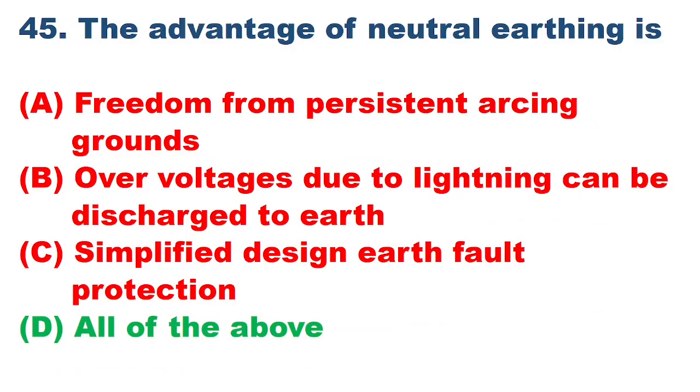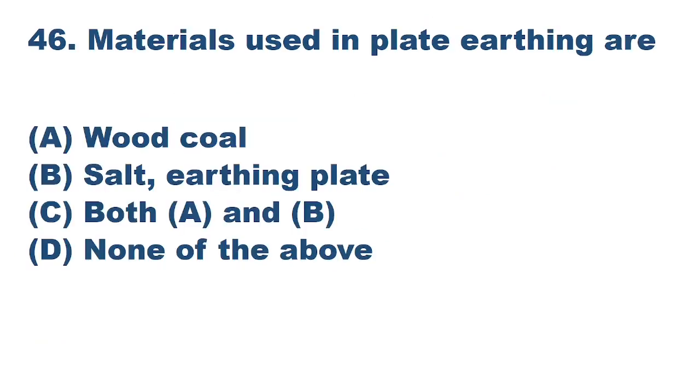So here we can see the advantage of neutral earthing is all the first three options. So option D will be the right answer, all of the above. Then we'll go to the next question. Materials used in plate earthing are.